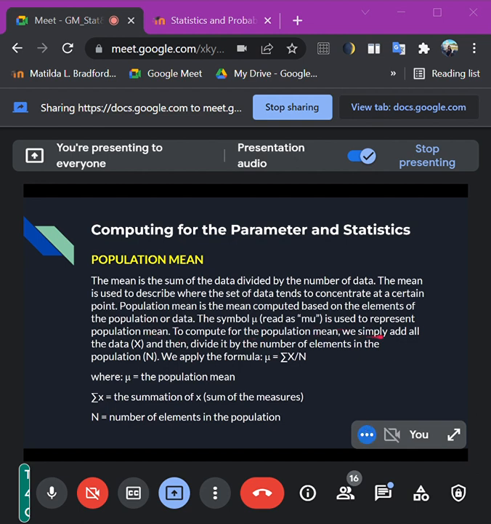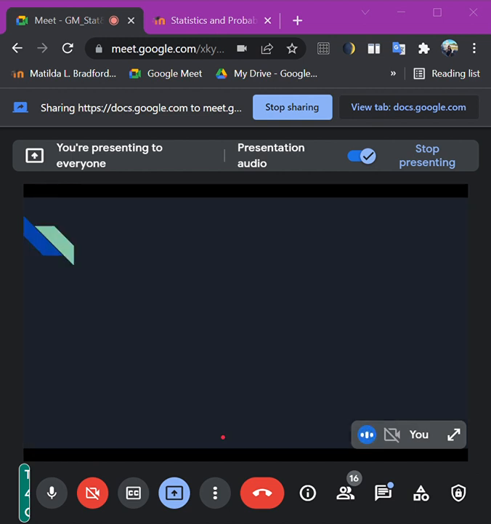To compute for the population mean, we simply add all the data, which we denote as X, and then divide it by the number of elements in the population, N. For the population, it is a big N. So we can say mu is equal to the summation of X over N, the number of elements in the population.